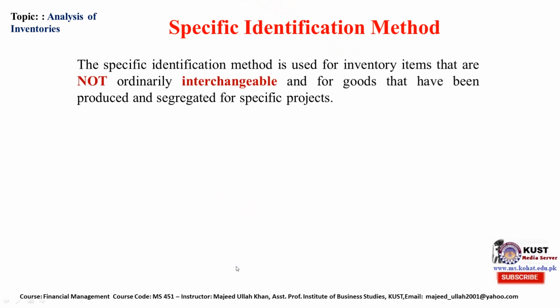What is specific identification method? In specific identification method, these items are not ordinarily interchangeable. Means each item has specific attributes and they are not similar. So specific identification method is used for inventory items that are not ordinarily interchangeable with each other, and for goods that have been produced and segregated for specific projects.